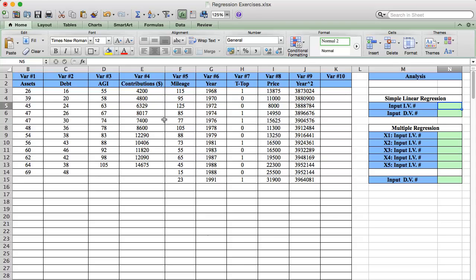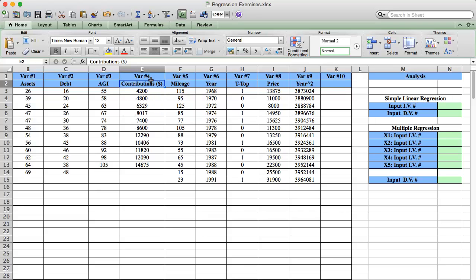So the next problem concerns variables 3 and 4, and this is actually an IRS data set. Here we have a sample of AGI, or adjusted gross income, for particular IRS tax returns. And we also have the amount of charitable contributions in dollars. So our AGI is in thousands of dollars, and the charitable contributions are in dollars.